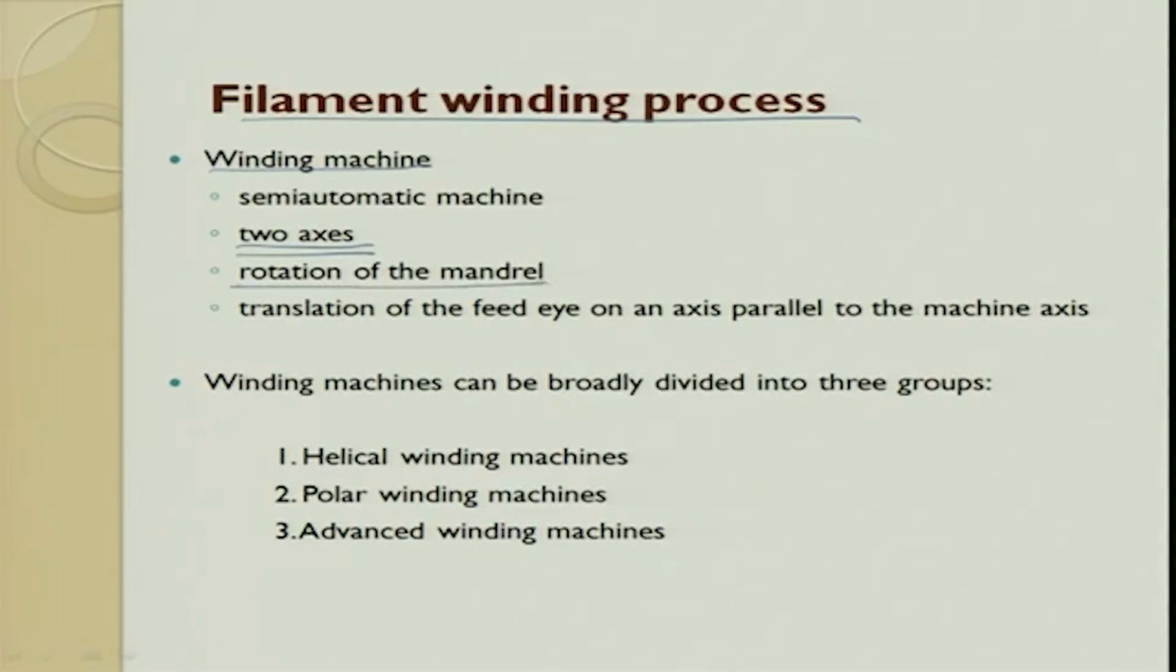The rotation of the mandrel can be there, the translation of the feed die on the axis parallel to the machine axis also can be there. So, the machine winding can be divided into helical, polar and advanced winding. Helical is crisscross pattern, polar I will show you polar.